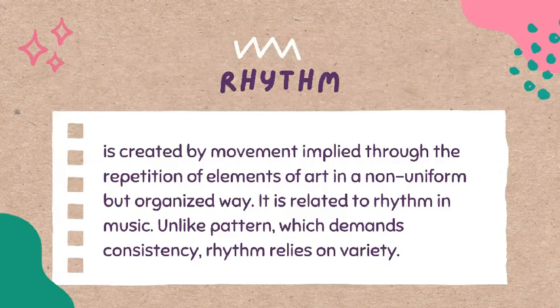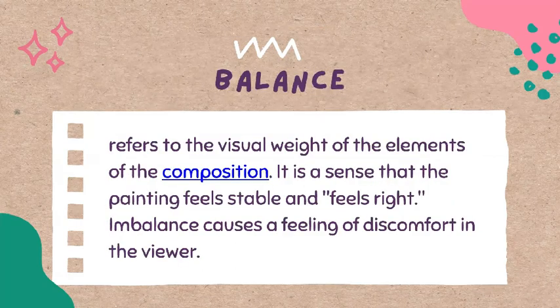Okay, first principle of art is rhythm, and is created by movement implied through the repetition of elements of art in a non-uniform but organized way. This is not about dancing, okay, but this is applicable in all arts, in all genres of arts. It is related to rhythm in music, unlike pattern, which demands consistency. Rhythm relies on variety.